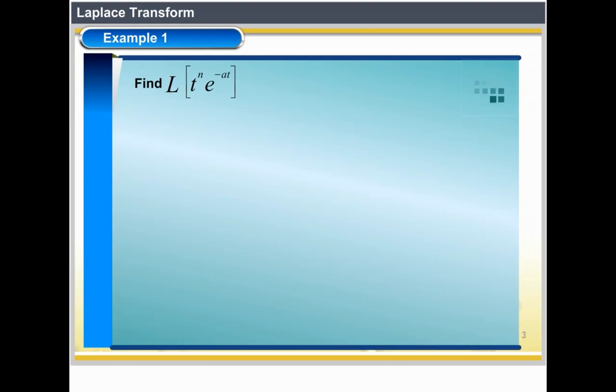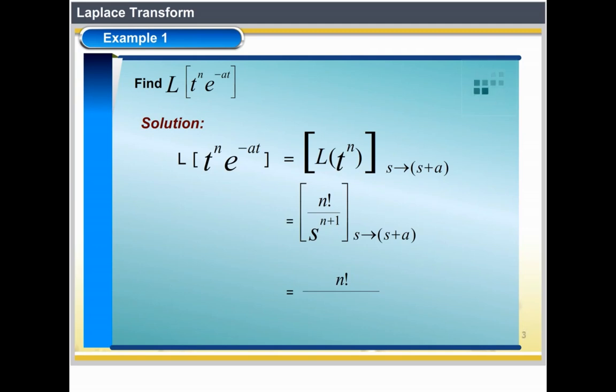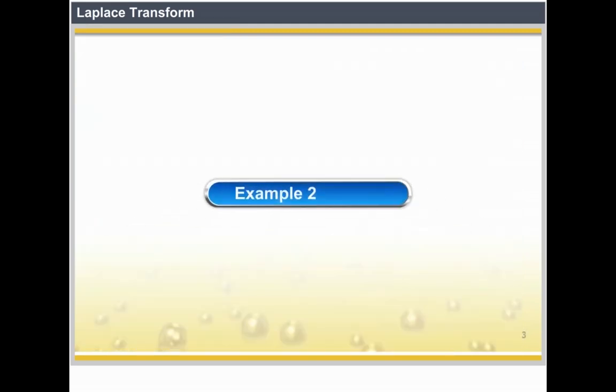Find L of t^n e^(−at). Solution. L of t^n e^(−at) = L of t^n with s tending to s + a. Then n!/s^(n+1), because L of t^n = n!/s^(n+1), with s tending to s + a. If we apply s + a in s, we will get n!/(s + a)^(n+1). Example 2.